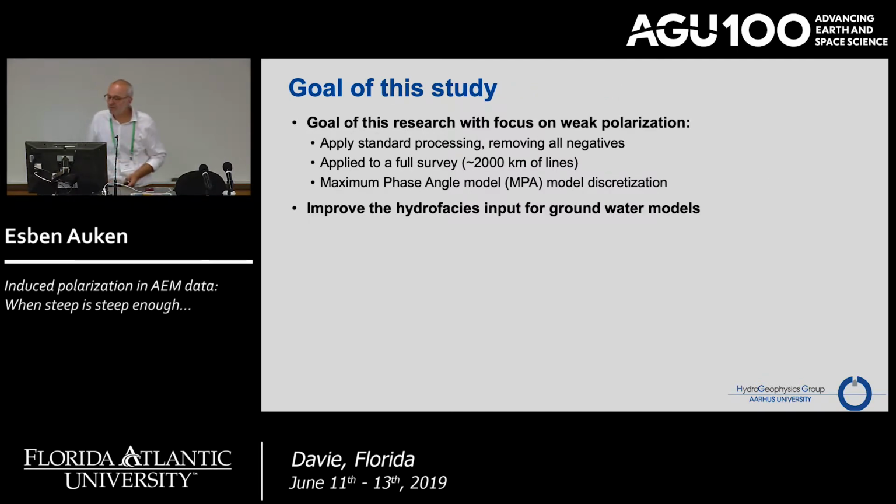So the goal of this study is to come up with a standard processing where we basically remove all negative data at the end. And then we want to be able to apply it to a full survey, 2,000 line kilometers in this case. And we use the MPA model for the model discretization. Marco also talked about that. And really the goal, in our case here, is to improve the hydrofacies input for groundwater models and estimation of subsurface water.